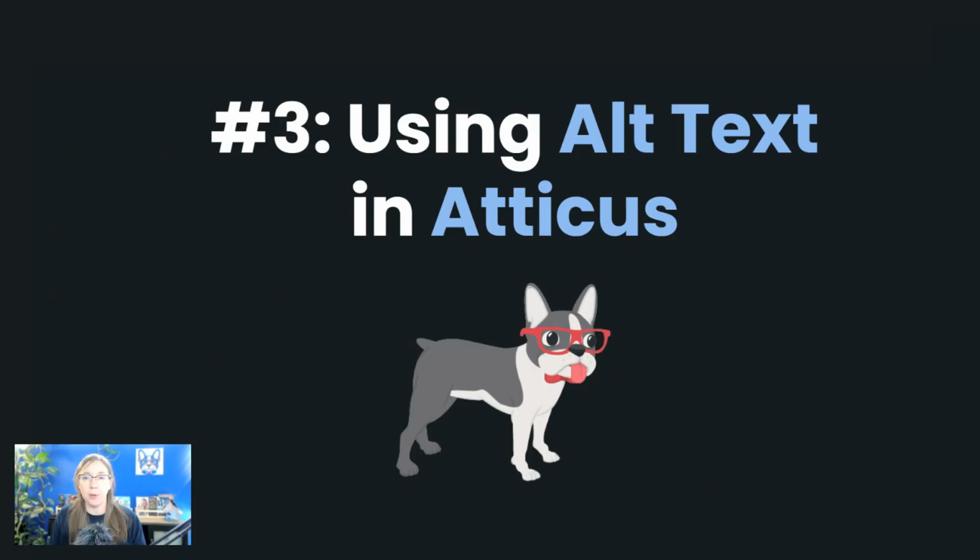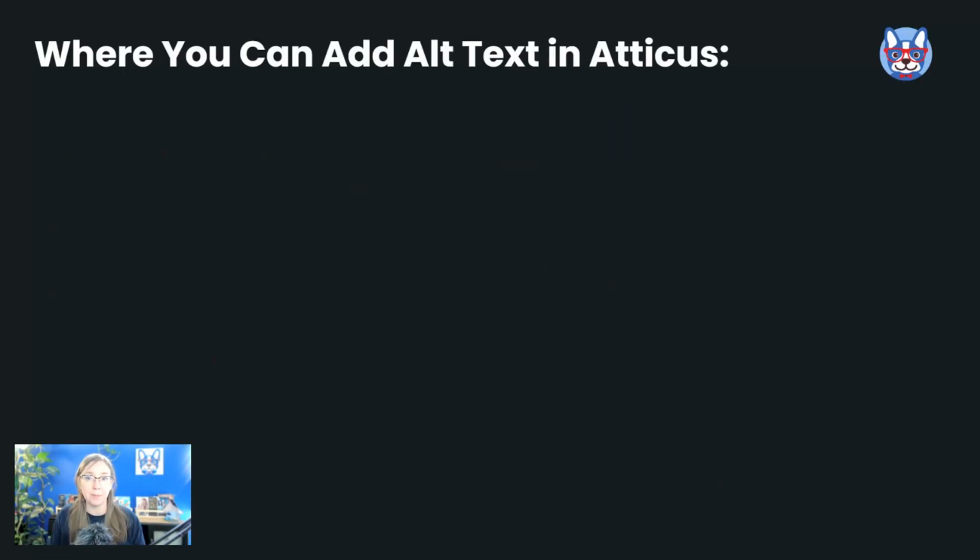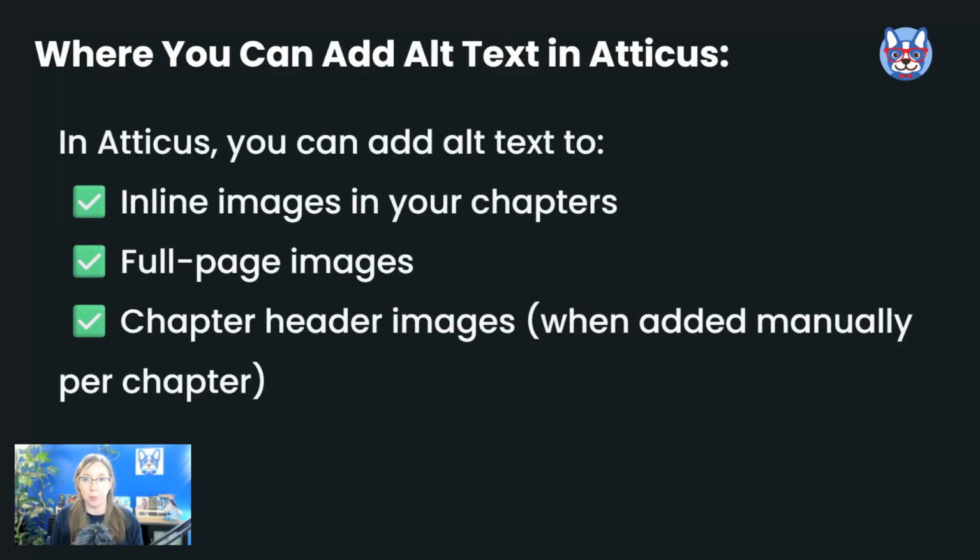So now let's talk about using alt text in Atticus and how you can actually apply it. There are specific locations inside Atticus where you have the option to apply alt text. First of all, you have inline images in your chapters. This is any image that you have inserted as a picture into the body content of a chapter or a page. Once you have an image there, you will now see the alt text option for you to add it there.